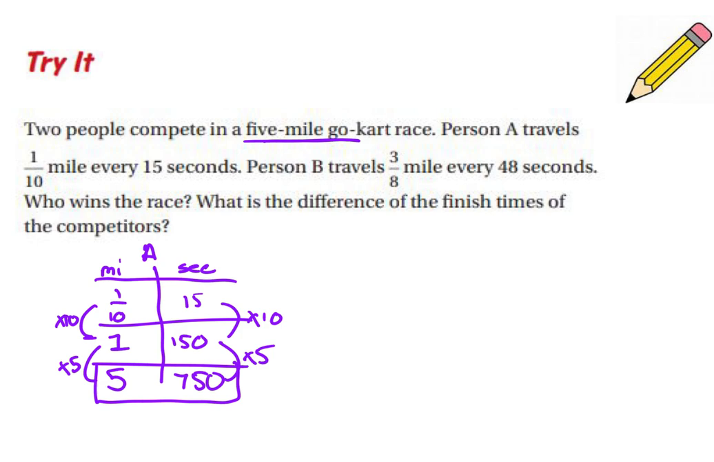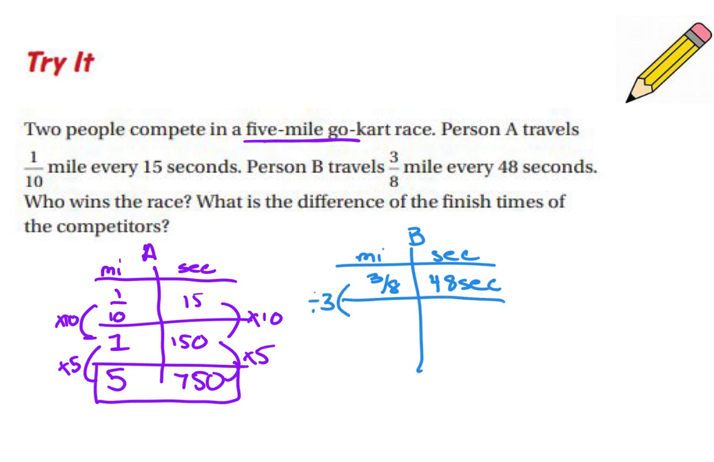Now let's figure it out for person B. We have miles and we have seconds. They are 3/8 of a mile in 48 seconds. For this one, I actually want to divide by 3 first. And there are multiple ways that you can do these, but I want to divide by 3 because I want to get 1/8. 1/8 of a mile in 16 seconds.